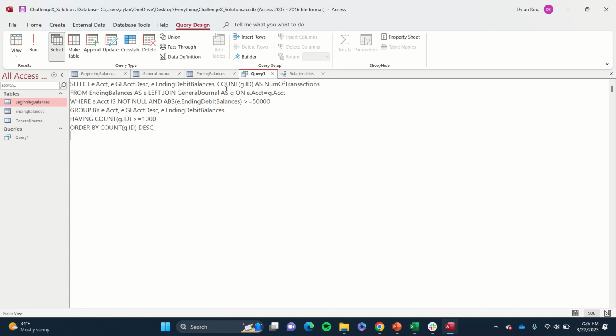Next, we had to group by the account number, the account description, and the ending debit balances. We had to do this because we use an aggregate function up here with count, so we have to group by these three. Next, we just want to make sure it meets our last criteria, and we're finding those accounts that have high volume transactions for that month. And so we looked at our count, the number of transactions, and we want to make sure that it's greater than or equal to 1,000 for the month. And lastly, we're just sorting by the number of transactions from most to least.